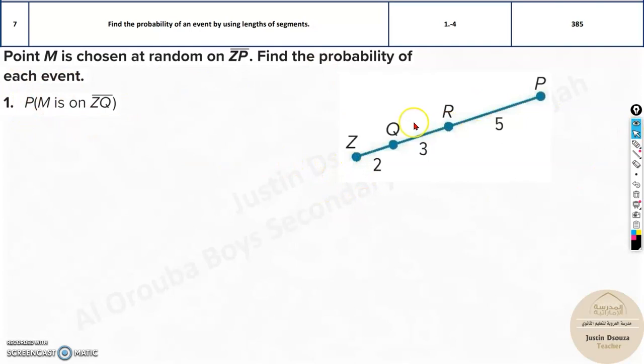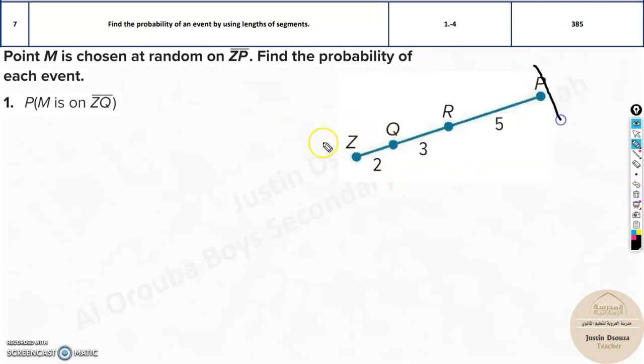That means, what is the probability that the point M is on Z and Q? Let's look over here. Where is Z and Q? Over here to over here. So, there's a point M. You just imagine that you're drawing a point on random. Okay, just imagine you're just randomly drawing somewhere. It can be anywhere in between these. What is the probability that the randomly drawn point is over here in between Z and Q?